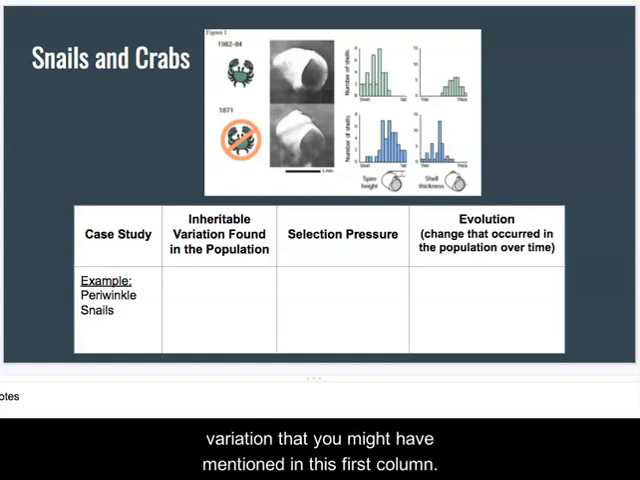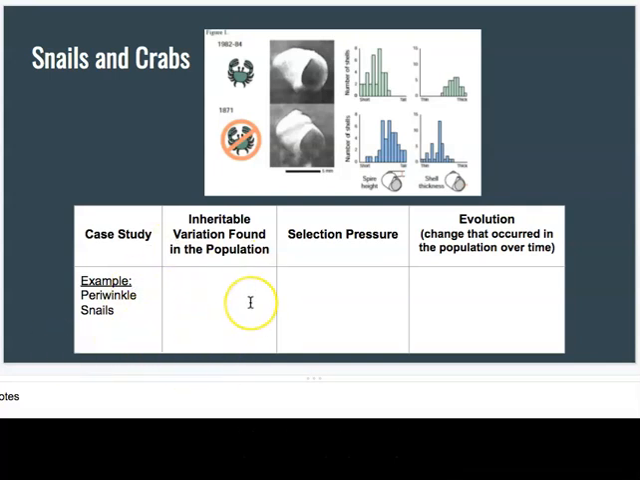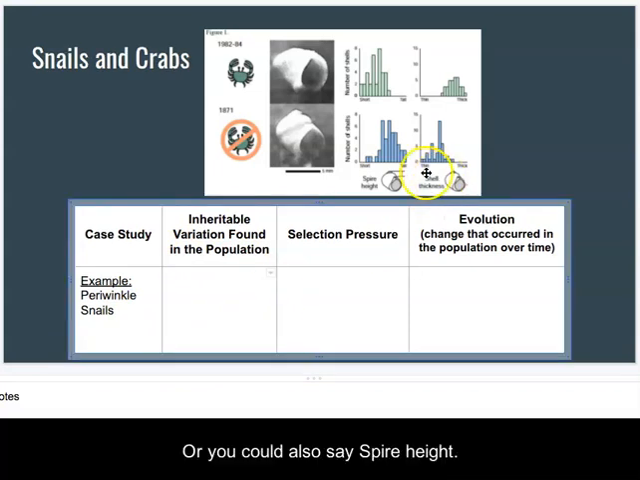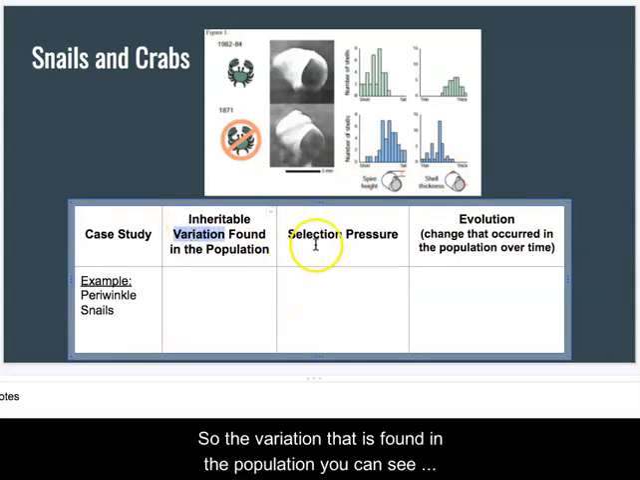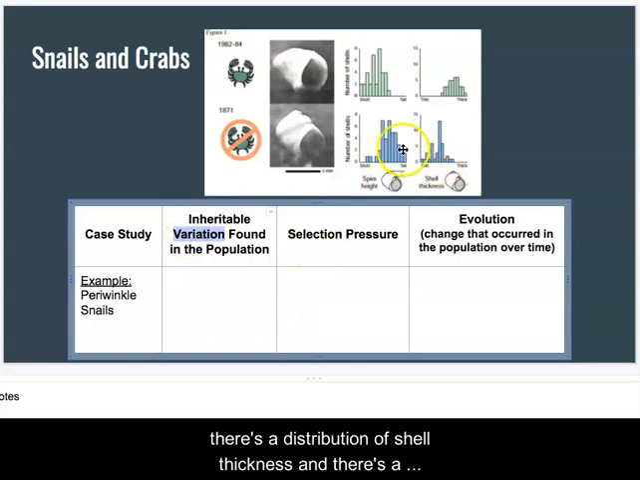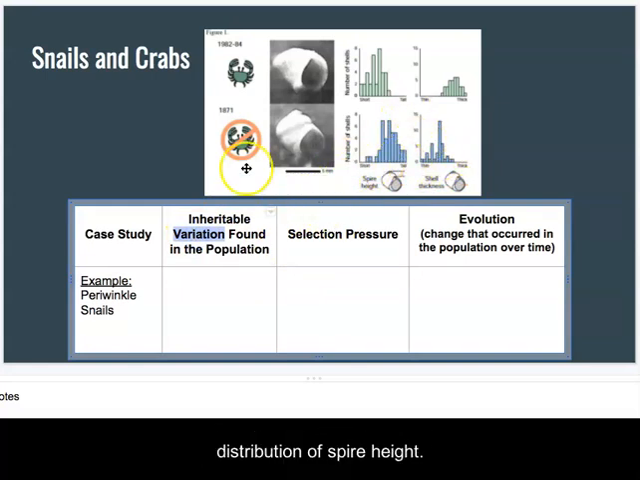Hopefully the inheritable variation that you might have mentioned in this first column would be thickness of shell, or you could also say spire height. So the variation that is found in the population, you can see there's a distribution of shell thickness and there's a distribution of spire height.